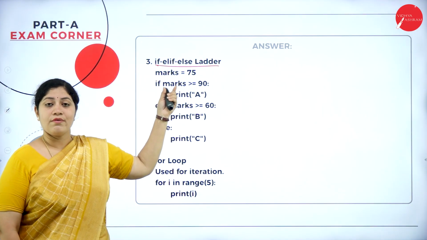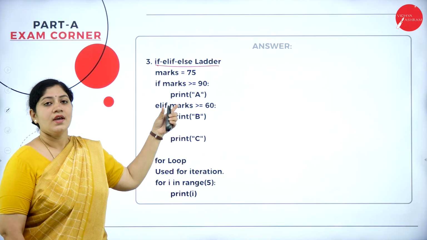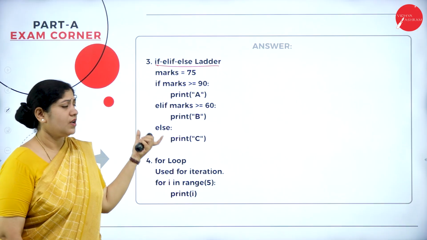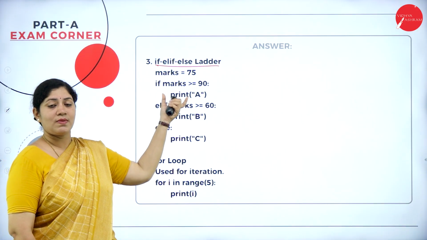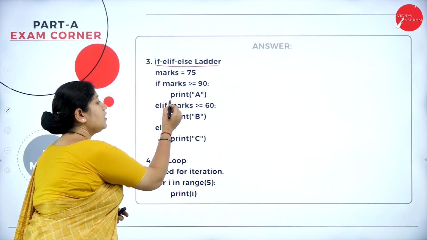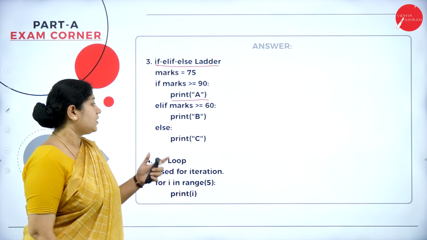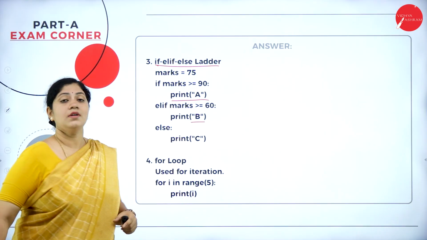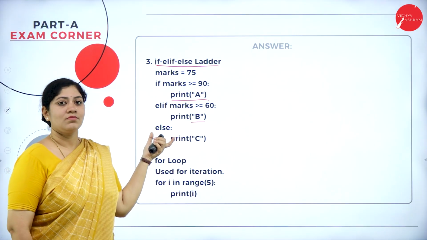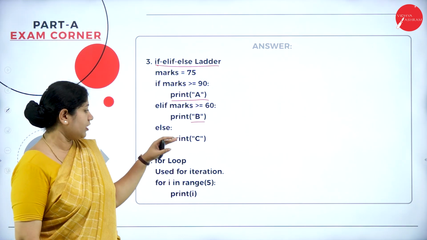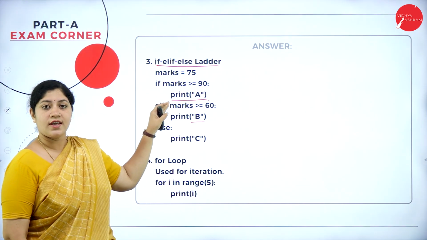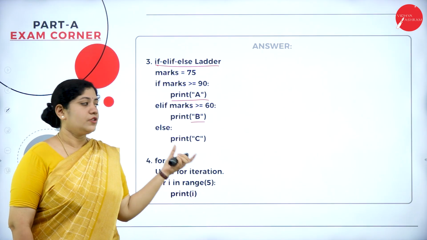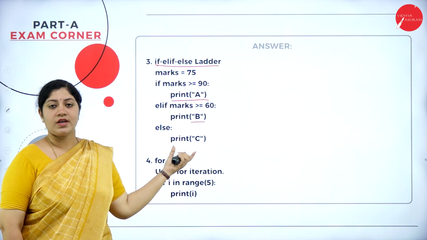Let's see an example. We have defined marks as 75 and we have considered the if, else as well as elif statements. Now let's start with if marks. Yes, if marks is greater than or equal to 90, then it prints A grade. Then elif marks is greater than or equal to 60, then we will print B grade. Up next, there are three cases. The third case is else. If it doesn't satisfy the if and elif, then definitely the else block will be executed. So that is the C grade, print C.